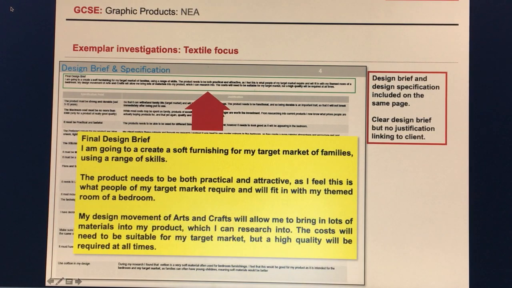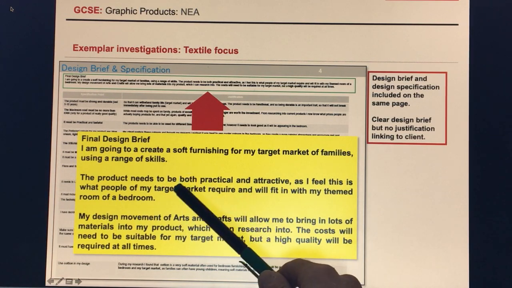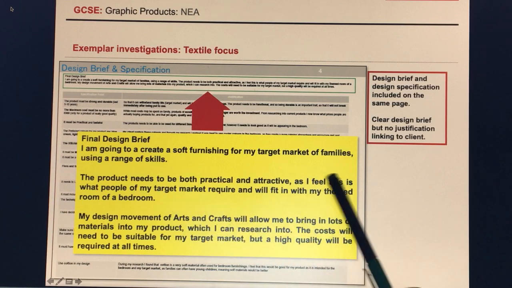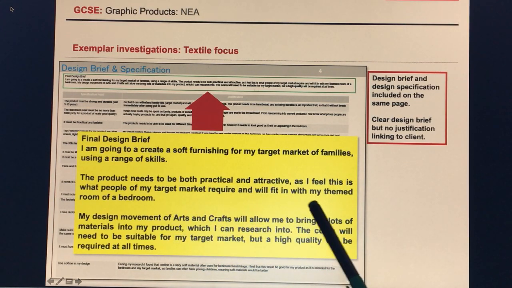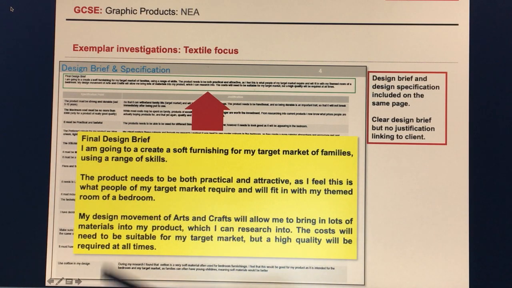"The product needs to be both practical and attractive, as I feel this is what people of my target market require." Why? Where does this evidence come from? Why do they want it to be attractive? So we need the evidence from your research. "And I will fit it with a theme room of a bedroom."